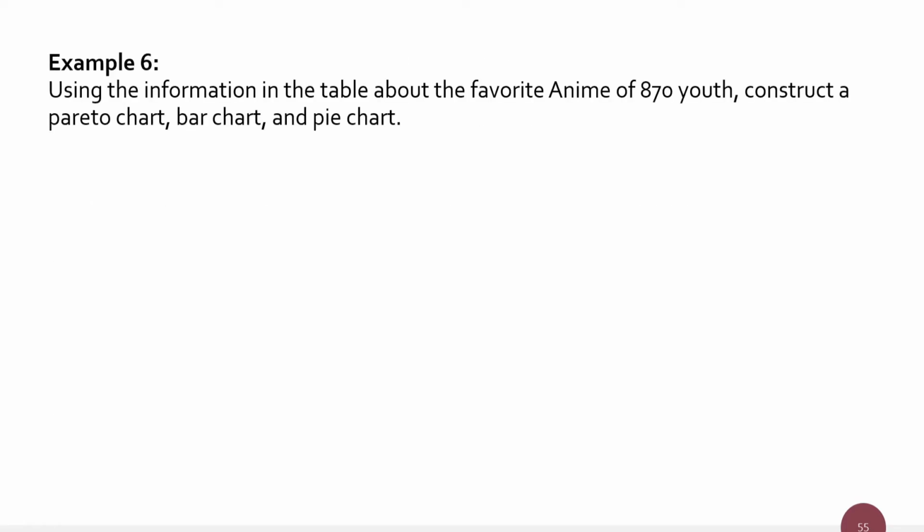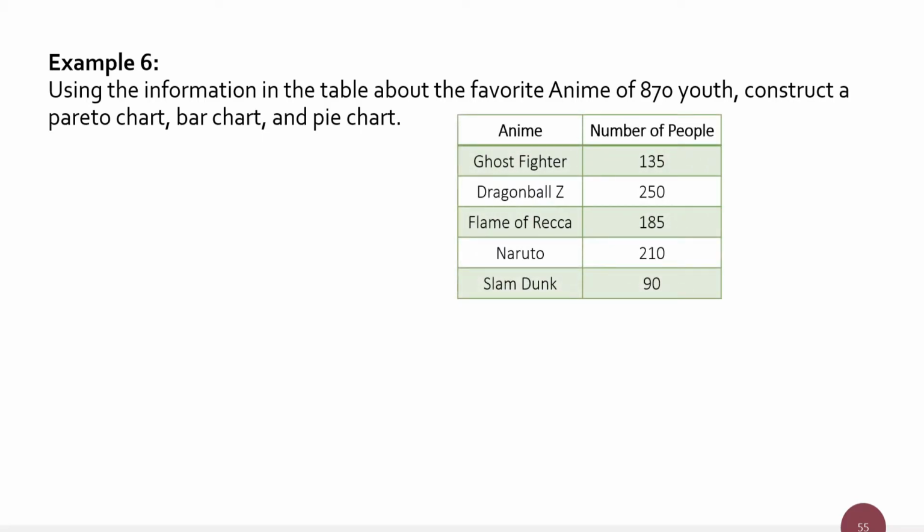So, for example, number 6, using the information in the table about the favorite anime of 870 youth, construct a Pareto chart, bar chart, and a pie chart. So, ito yung ating table. So, for the solution, first is construct muna tayo ng ating Pareto chart. So, paano tayo magko-construct ng Pareto chart?